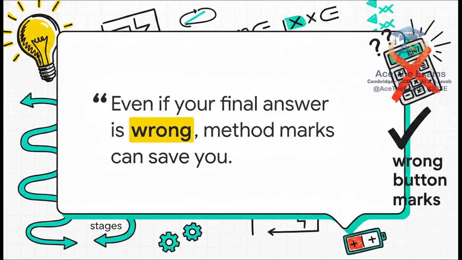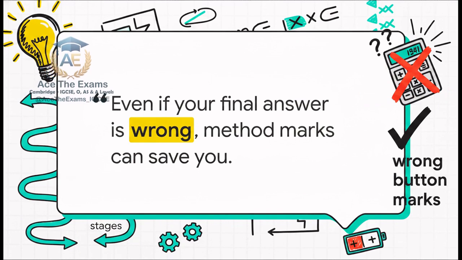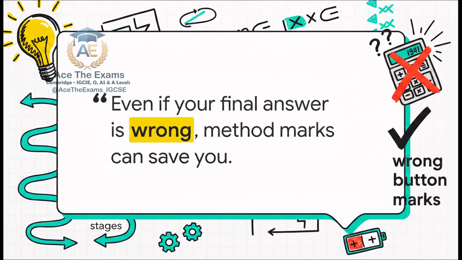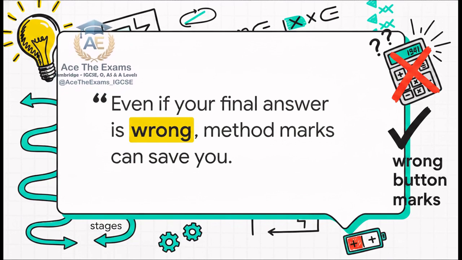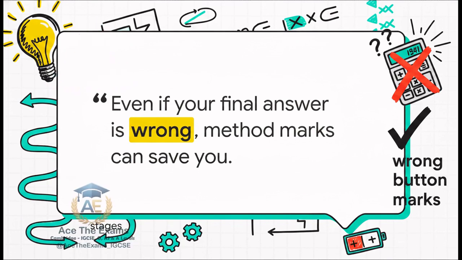This is an official examiner alert. Even if your final answer is wrong, method marks can save you. Show your working. Multi-stage physics questions are explicitly designed so that marks are awarded for the journey, not just the final destination. You could literally press the wrong button on your calculator and get a completely wrong final number, but method marks can still save your grade. But listen, they can only save you if the examiner can actually see your logic laid out clearly on the page.